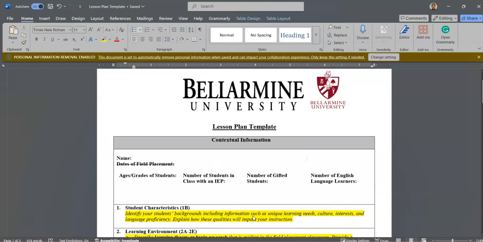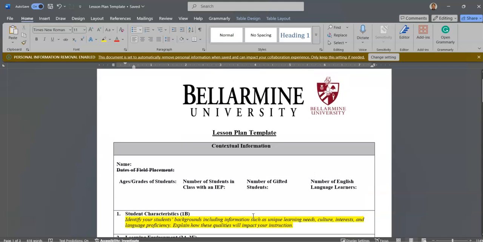Next section is student characteristics. Notice what this says. Identify your student's background, including information such as unique learning needs, culture, interests, and language proficiency. Okay, so this first one, unique learning needs. This would be your students with an IEP. They don't even have to have an IEP. They may have a 504. They don't even need to have that.